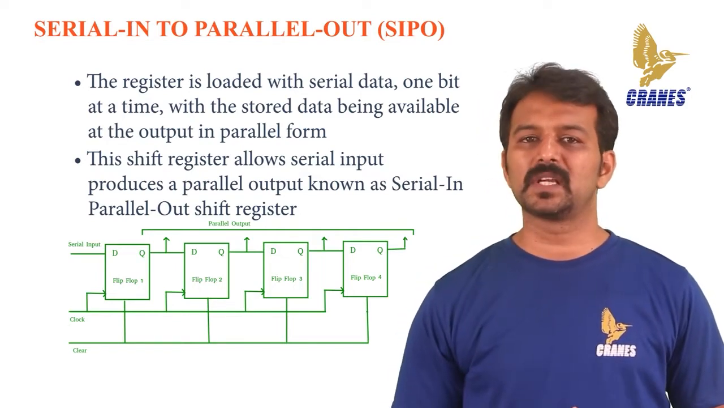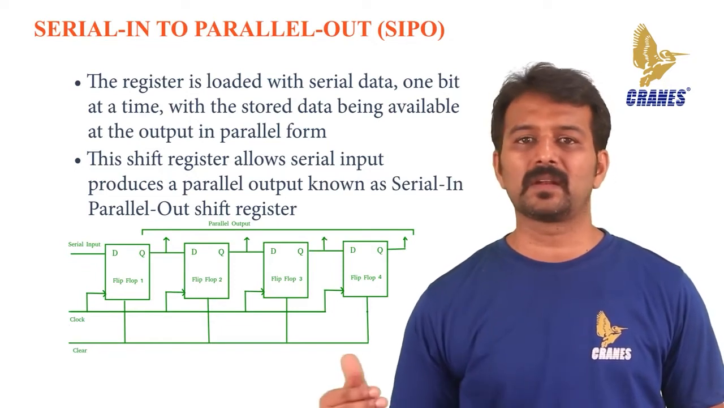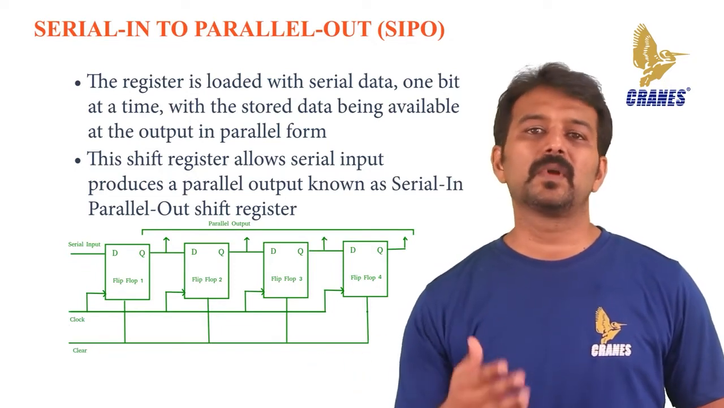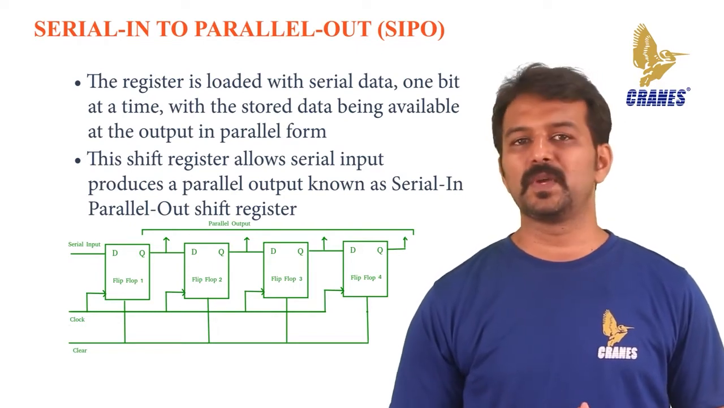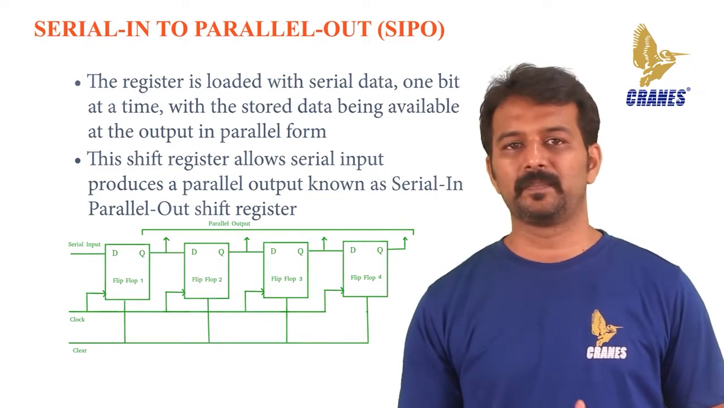They are used in communication lines where demultiplexing of a data line into several parallel lines is required, because the main use of a SIPO register is to convert serial data into parallel data.